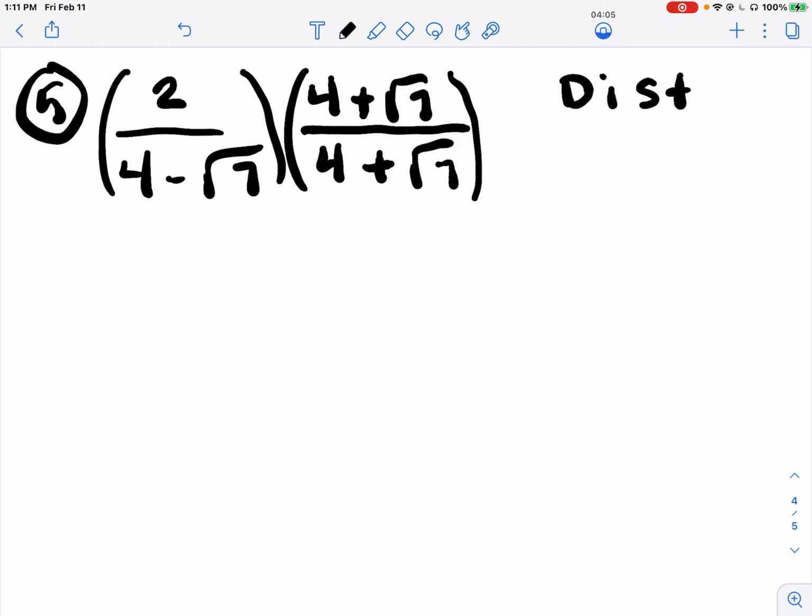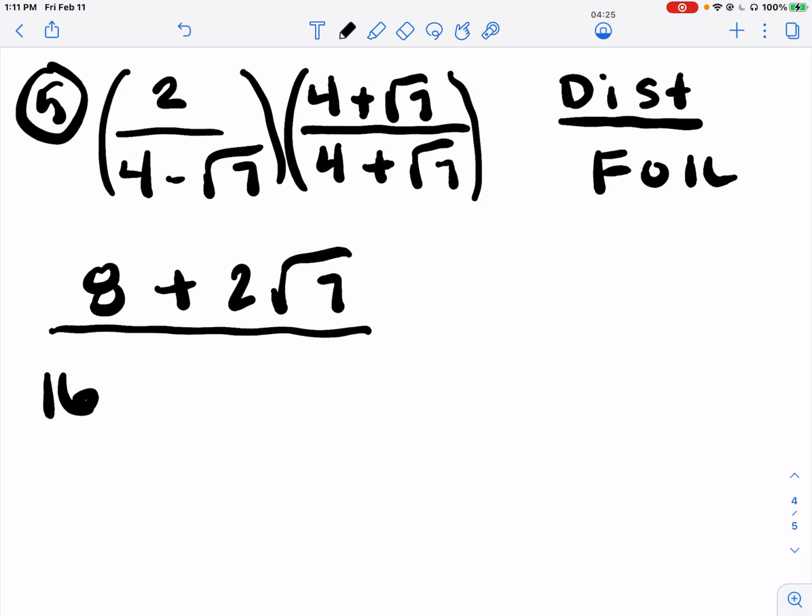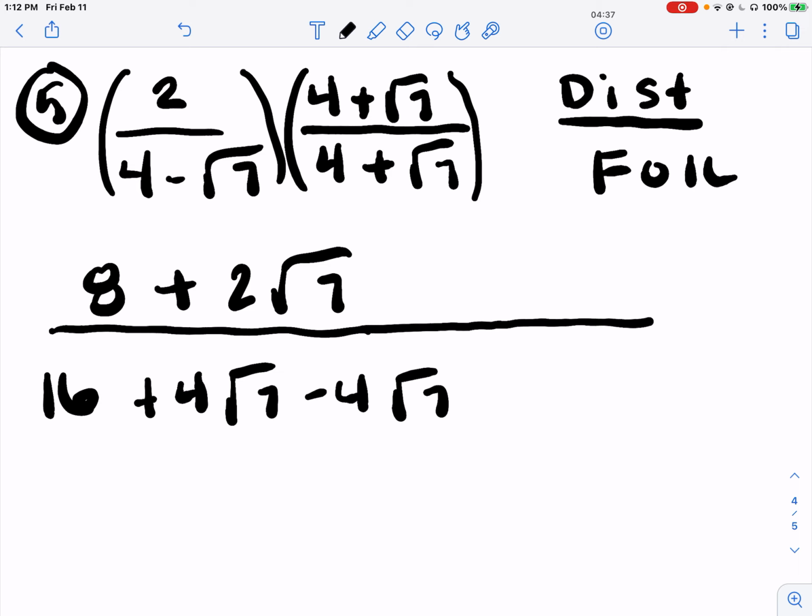So we're going to distribute on top 2 times 4, 2 times the square root of 7. On bottom, we FOIL because they're 2 and 2, 4 pieces. First, 4 times 4. Outside is 4 times the square root of 7. Inside, negative 4 times the square root of 7. Last, negative times positive. Square root of 7 times square root of 7 is square root of 7 times 7.